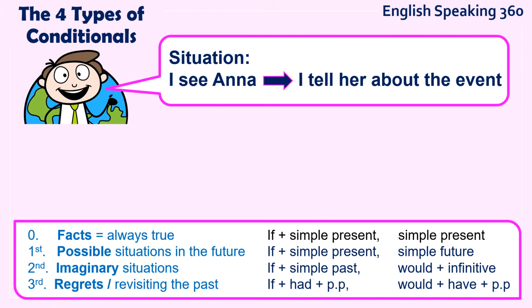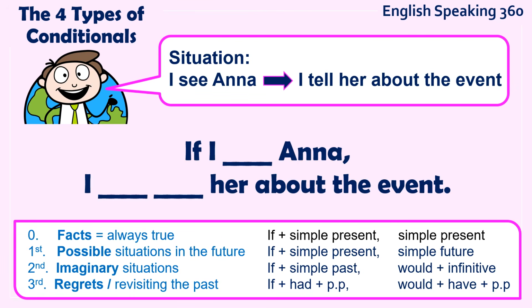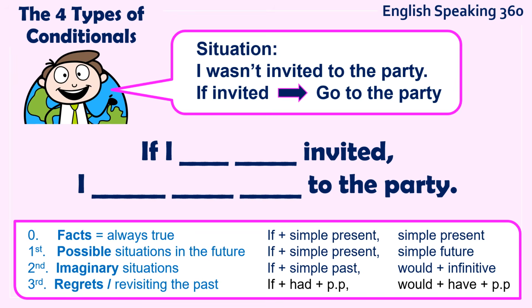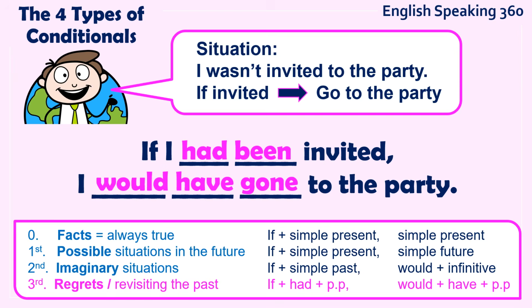I see Anna, I tell her about the event. It's a possible situation in the future, so if I see Anna, I will tell her about the event. I wasn't invited to the party. If invited, go to the party. It is a regret. It didn't happen in the past. So if I had been invited, I would have gone to the party.